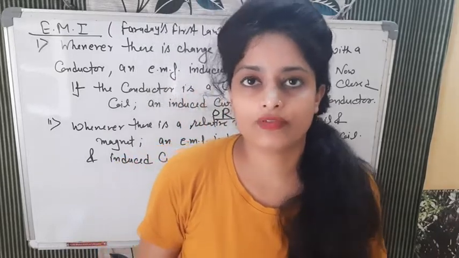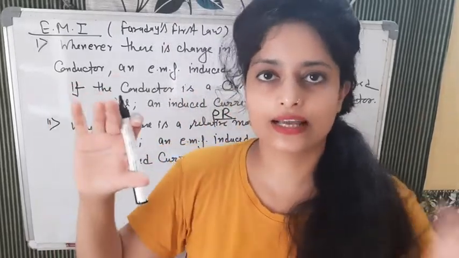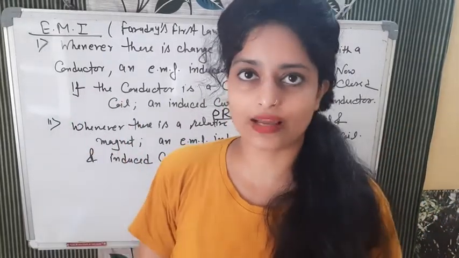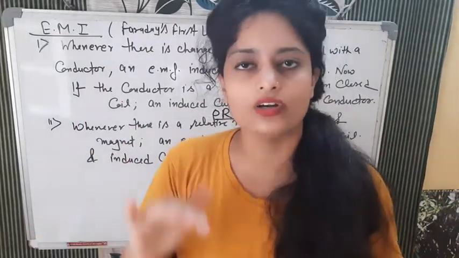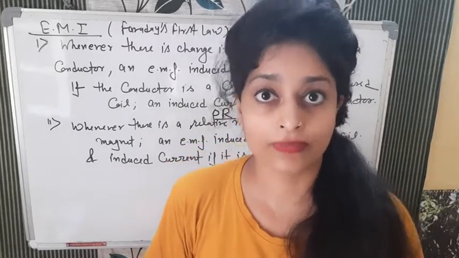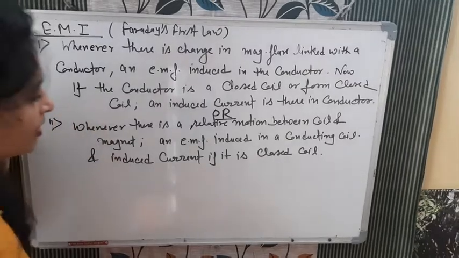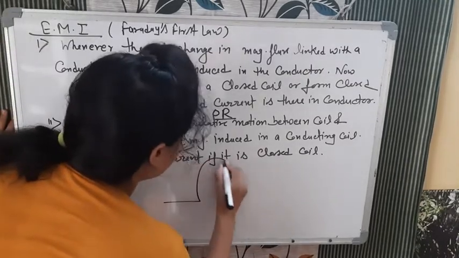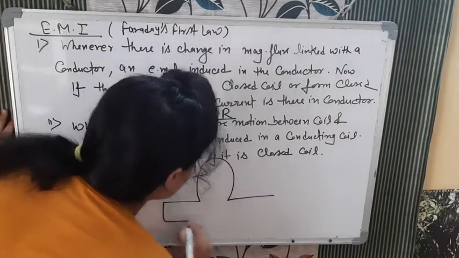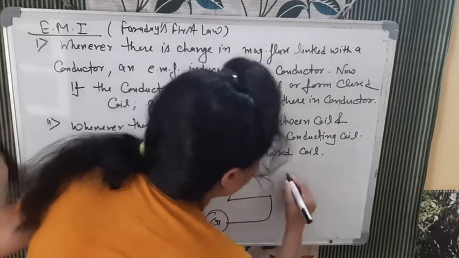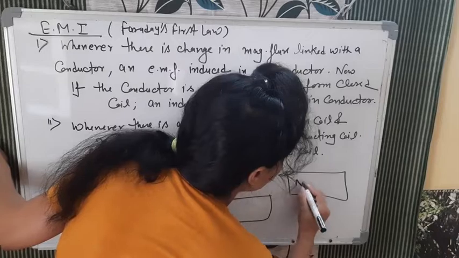In one experiment, he took one magnet and one coil that is connected with the galvanometer. In the second experiment, there is a current carrying coil and one coil that is connected with the galvanometer only. So first experiment, see here. Before understanding the definition, understand the experiment. He has taken a coil, and that coil is connected with the galvanometer, and here one magnet is there, north south.